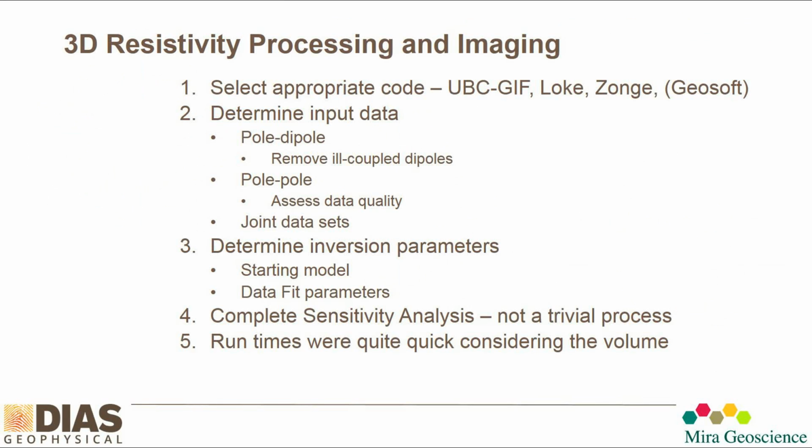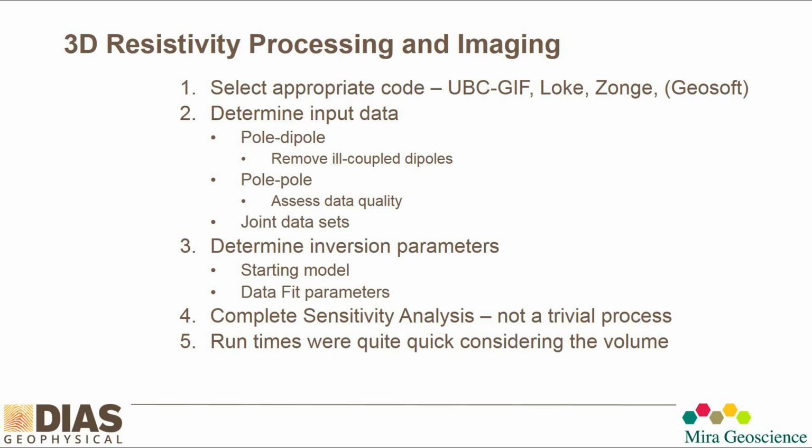How did we process and image this data? Obviously, you're picking your code. There are a number of 3D codes for doing 3D inversion of resistivity and IP data. The process of determining the input data is actually not trivial. There's an awful lot of data, both dipole and pole-pole. You have to remove your ill-coupled dipoles or null-coupled dipoles for your pole-dipole data set, and you have to look at the data quality for both. And then make the decision on whether you're going to do a joint inversion or invert independently.